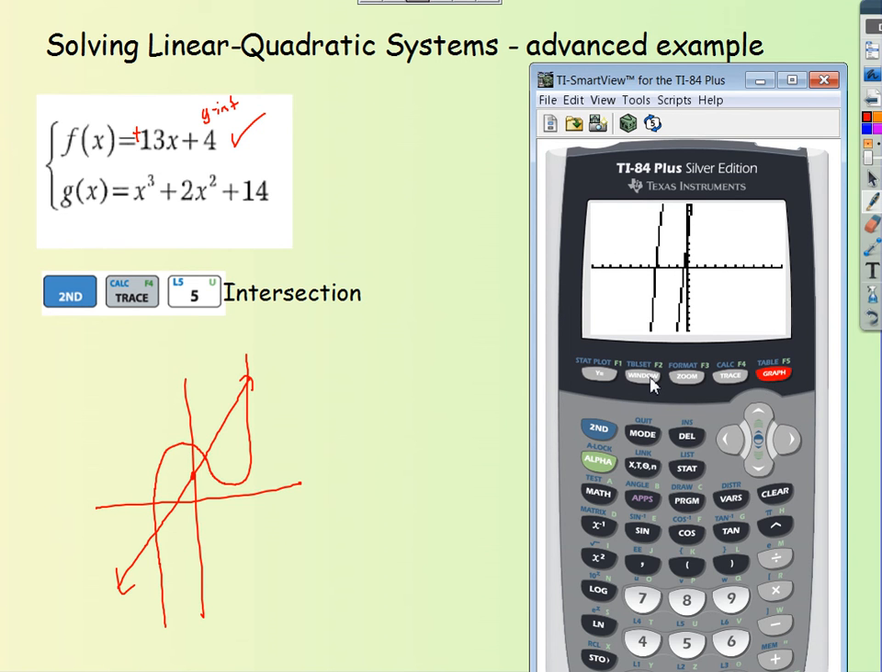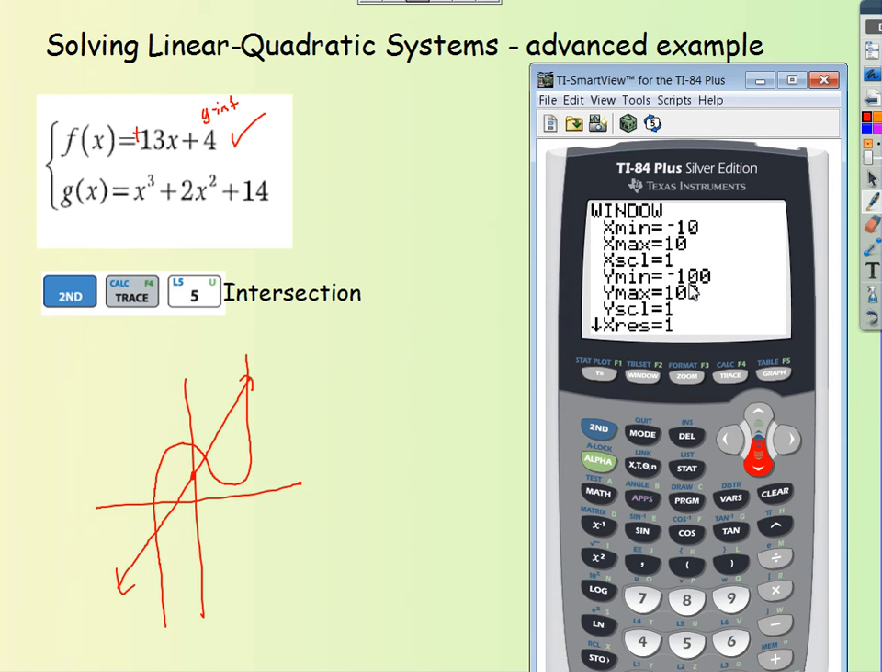What would probably be better is to go to your Window key. So go ahead and hit your Window key and leave your x values the same. Don't change those. Instead, go down to your y's and let's make the y min -100. And then go down to the y max and let's make that 100.